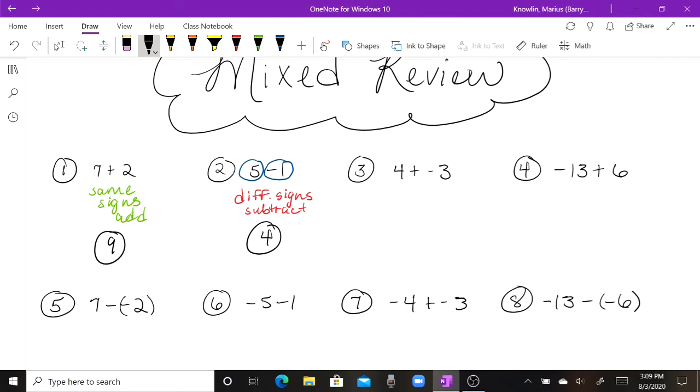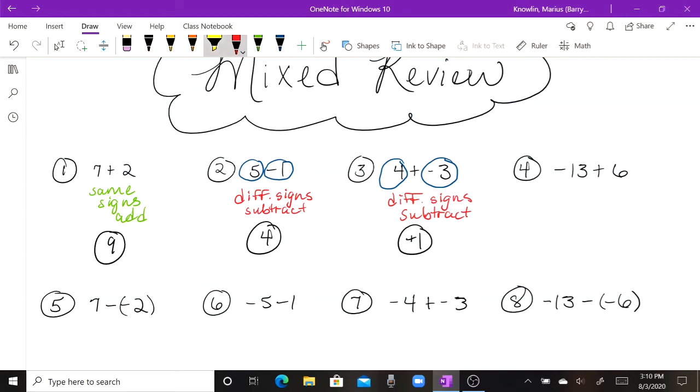All right, let's take a look at number 3. Positive 4 plus negative 3. So we have a positive 4, we have a negative 3, so these will be considered different signs, and with different signs we know to subtract. And when we subtract, that becomes positive 1, and the 1 is positive because the 4 is the largest number. Okay, remember, we always keep the sign of the larger number.